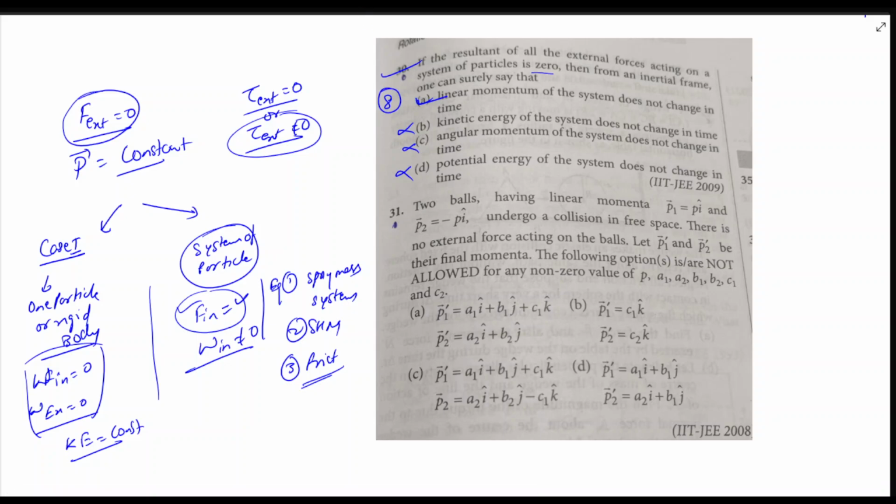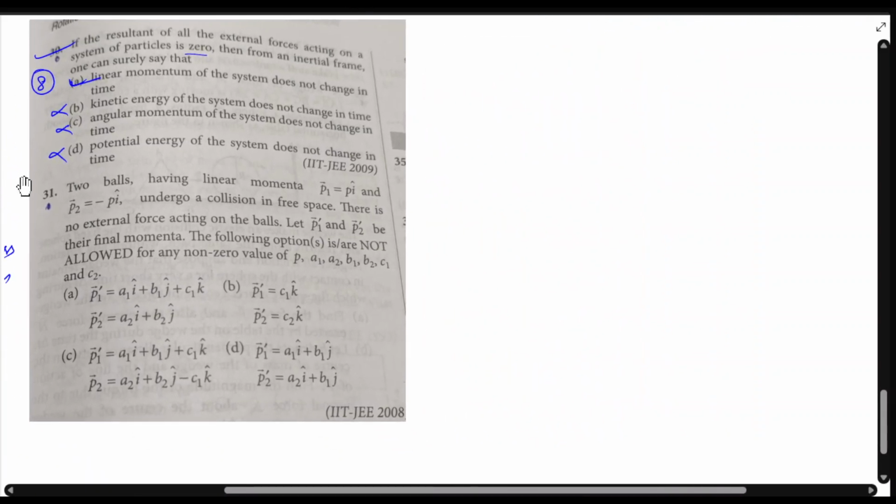So this question is very interesting. It's a purely conceptual question. Let's move on to our ninth question. Two balls having linear momentum P undergo a collision. The initial total momentum must be equal to the final total momentum, right? So initial is P i cap minus P i cap, so it's zero, right? So the final total momentum must be zero. Now the question is saying which is not allowed for any non-zero value of this.